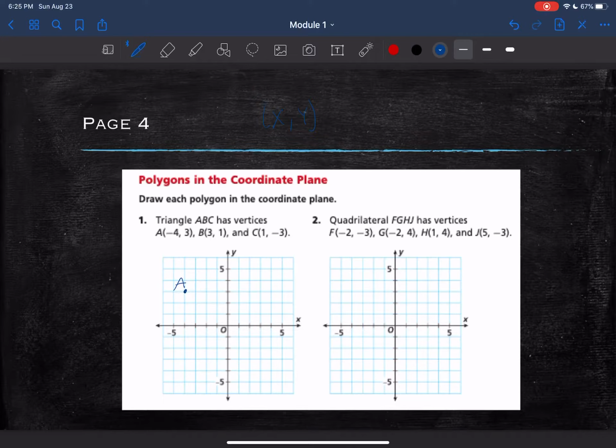B tells us to go right 3, 1, 2, 3, and up 1. Puts us right here. And then C is 1, -3, so 1 to the right and 3 down puts us down here. C. Here's our triangle.